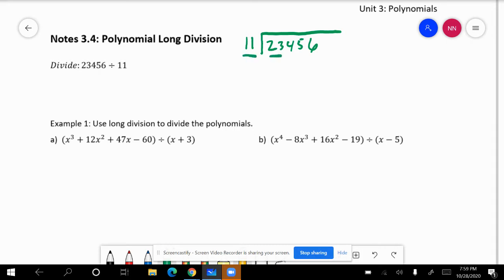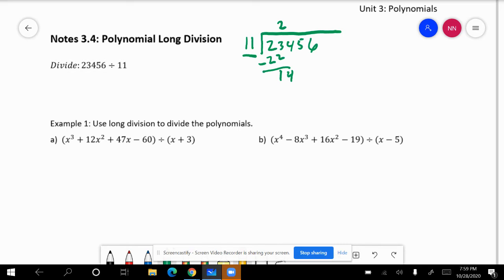Since 11 is a two-digit number, we look at our first two-digit number and see how many times 11 goes into 23. We would say 2. So 2 times 11 is 22, and then we subtract, and we get 1. We bring down the 4.